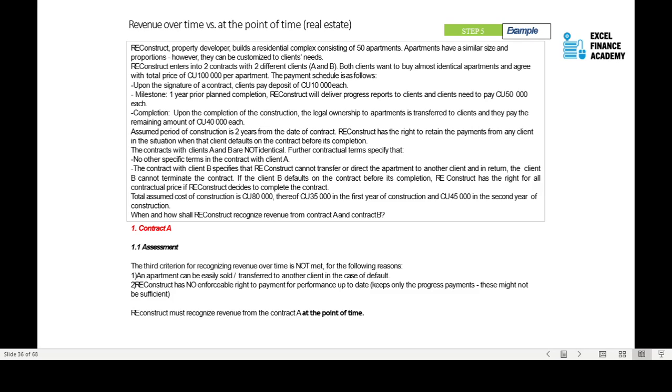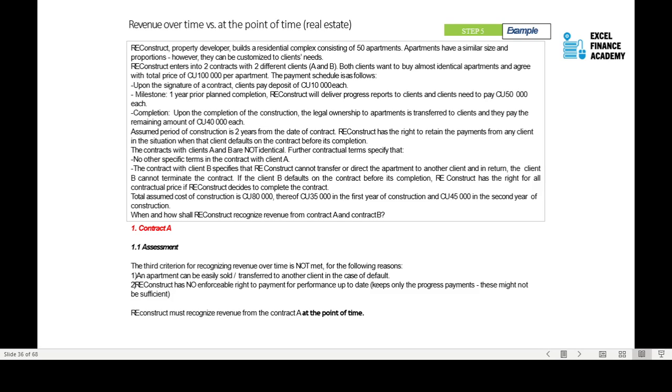If we do the assessment in contract A, the company does not have an enforceable right, which means it cannot be over a period of time, because remember, over a period of time requires that the company should have an enforceable right to payment, and it should not be creating an asset which does not have an alternative use. So in contract A, the apartment can be sold to anyone.